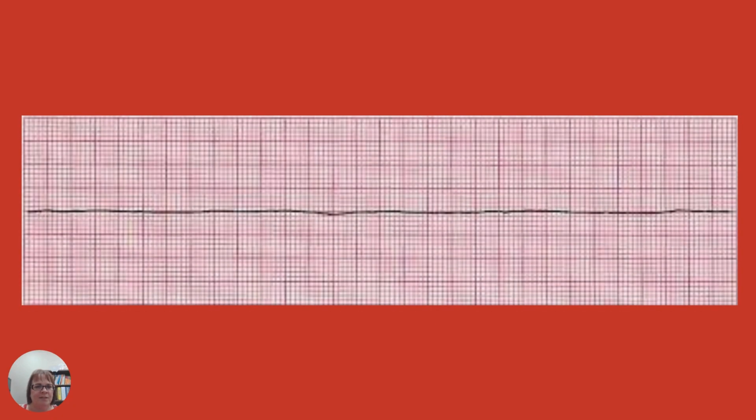And here's our last one, and this is asystole. There's not much going on. There's no electrical activity to the heart. So your patient, you can be filling out a death certificate.